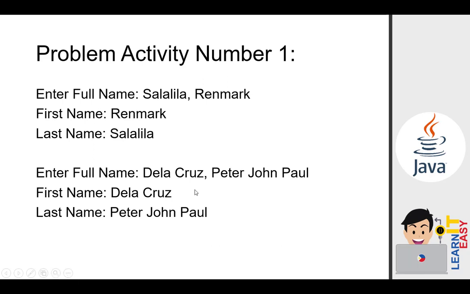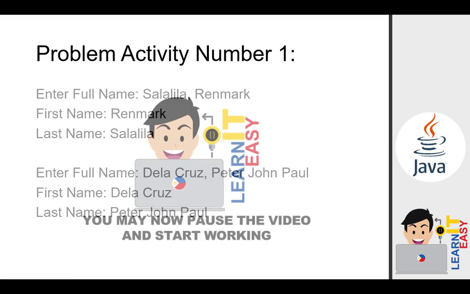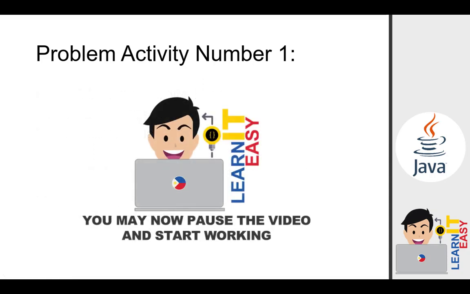Ang clue nyo dito para magawa nyo yung activity na to, you have to give very big importance sa gamit ng comma. Ito yung magiging susi para makuha mo yung part nito, yung De La Cruz, kukunin mo yan, at yung part na Peter John Paul. Okay? So, kung anong functions o methods yung gagamitin, hindi ako magbibigay ng clue para doon. Okay? So, you may now pause the video and start working. Balik kayo dito sa ating video once na natapos nyo na yung inyong activity.